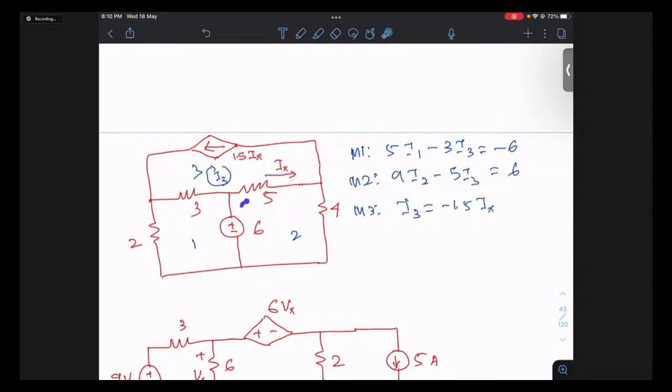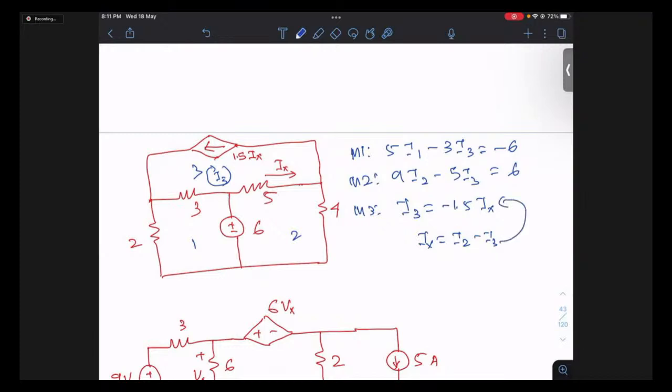Now, if I'm moving in the direction of I2, that means this branch current is basically I2 minus I3. So Ix is I2 minus I3, because the Ix is defined here. So this current is this way, I2 minus I3. So you can substitute this value of Ix here.